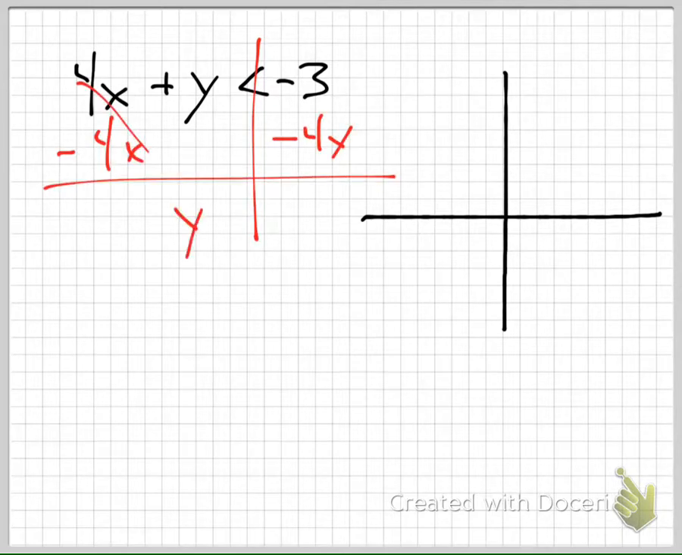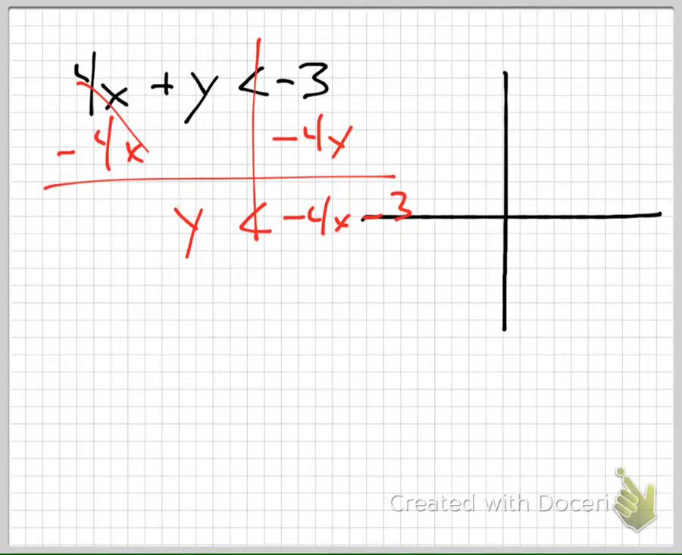That leaves us with y is less than, no, I subtracted 4x. Do I have to flip the sign? No. What if this would have been a negative 3y and I had to divide the whole thing by negative 3? Yes, you have. Then you'd flip the sign. Can't forget that, right? It's little things that change everything. But okay, y is less than negative 4x minus 3.